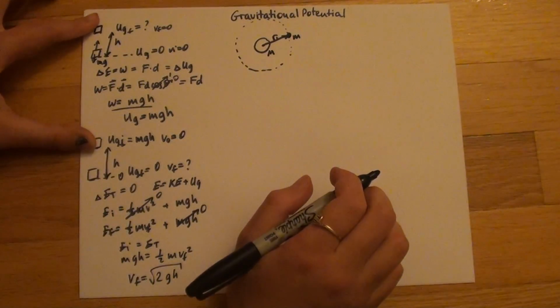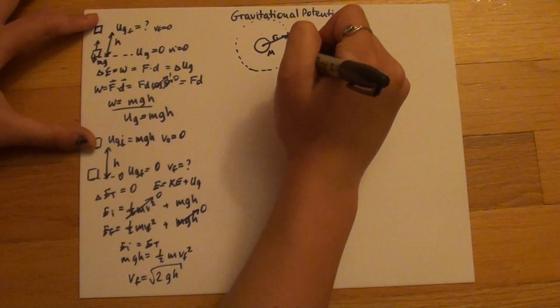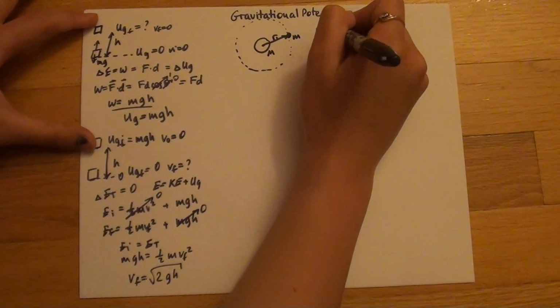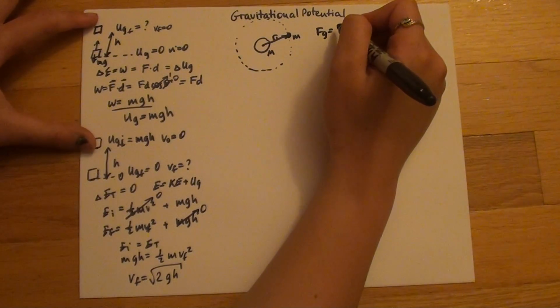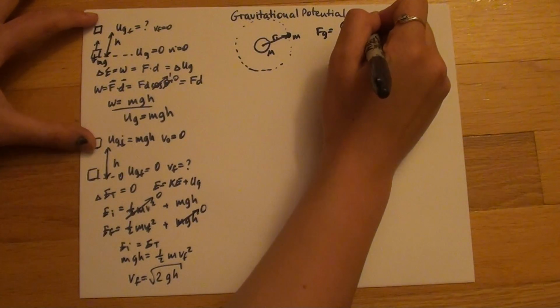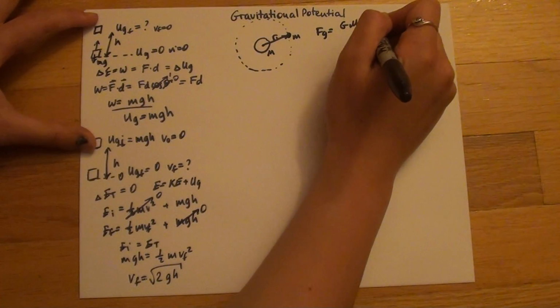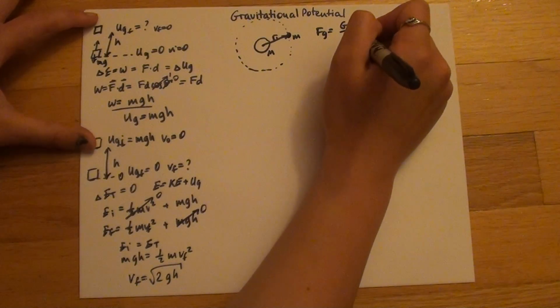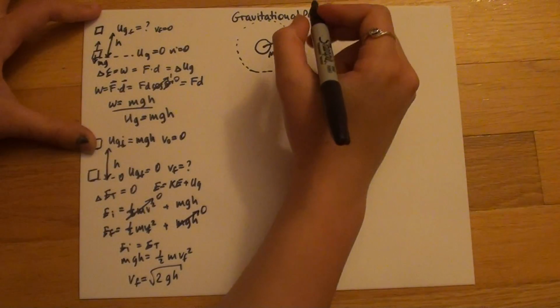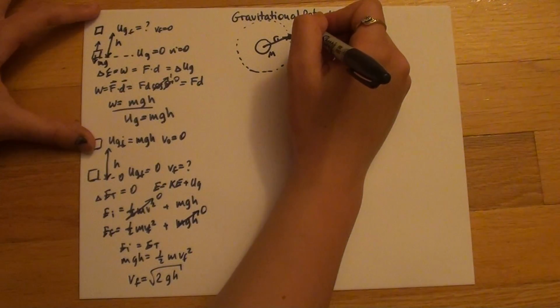Remember that the force done by the planet on this satellite would be the force of gravity, and here we use the general equation: G times the mass of the planet times the mass of the satellite over r squared. Okay, so now let's say we want to move the satellite to some r2.